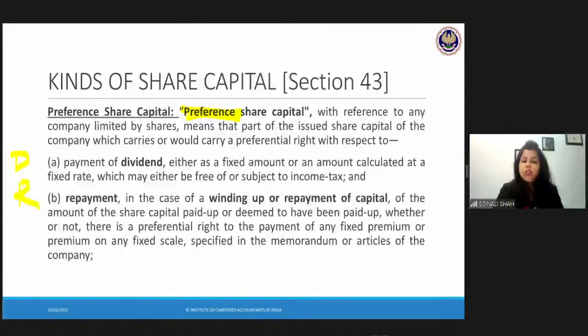So you can remember this preference share capital with this mnemonic. Okay, so let us quickly go through section 43 and see what it says.